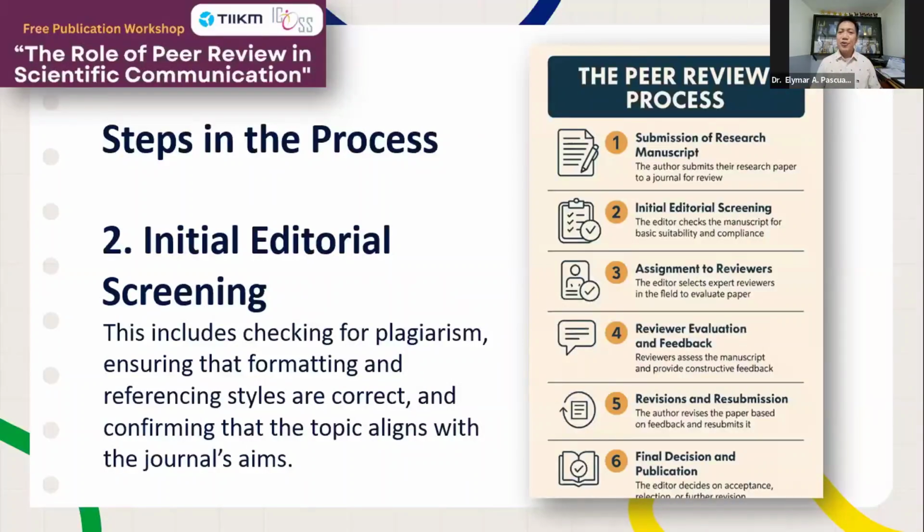After submission, the journal's editorial team conducts an initial screening to determine whether the manuscript meets basic requirements. This includes checking for plagiarism, ensuring that formatting and referencing styles are correct, and confirming that the topic aligns with the journal's aims. If the manuscript passes this preliminary check, it is moved forward for peer review. If not, it may be rejected outright or returned to the author for minor revisions. This step helps filter out unsuitable or substandard submissions early in the process.